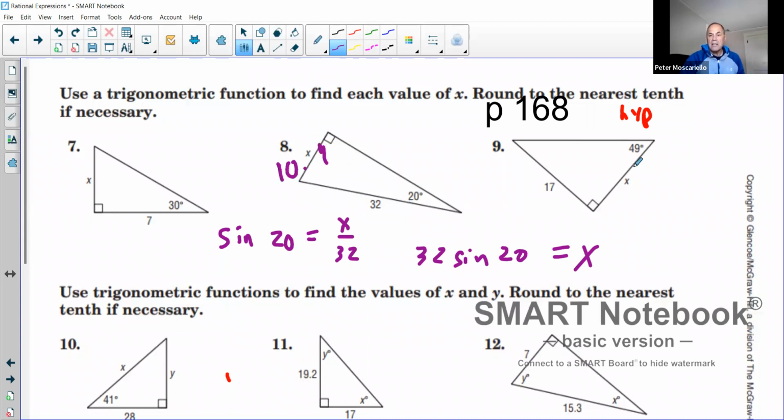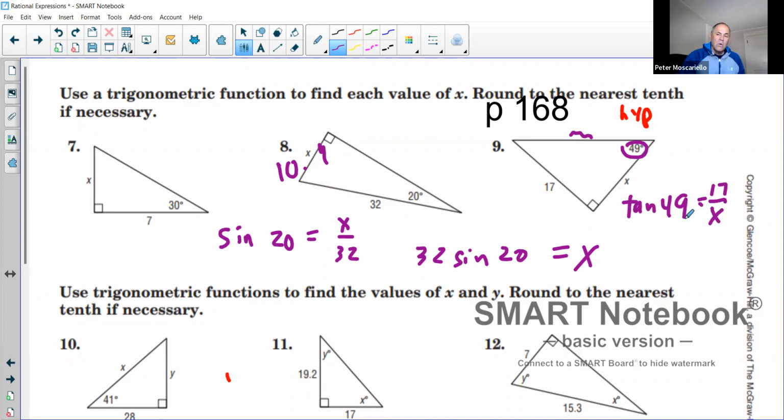Okay, number 9, for this angle, you've got opposite and you've got adjacent. There's the hypotenuse there, right? Opposite, adjacent, so that is tangent. So tan 49 equals 17 over x.